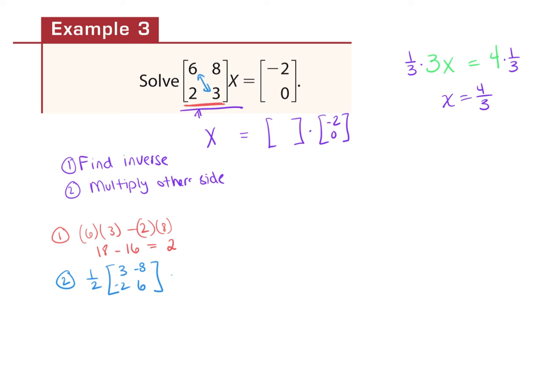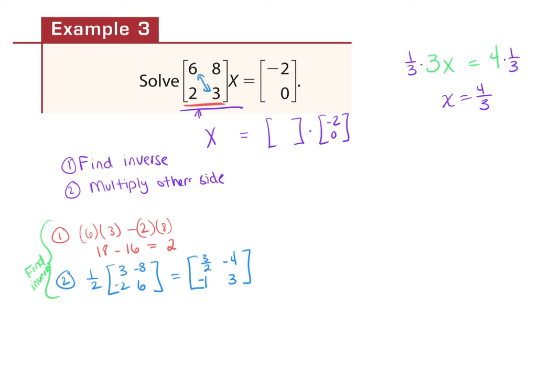And then I'm going to multiply that through. So my inverse will look like this. 3/2. Negative 8 over 2 is just negative 4. 1/2 times negative 2 is just negative 1. And then 1/2 times 6 is just 3. So this is my inverse, all right? So I have found my inverse. This first step here was just finding my inverse.